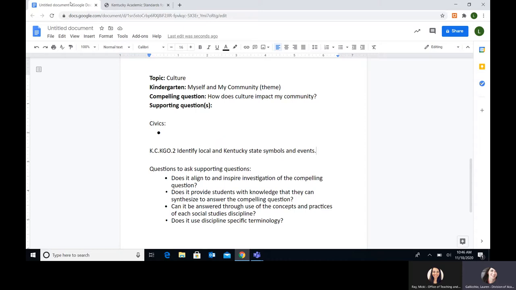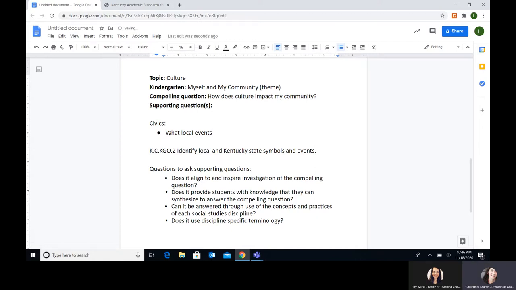I'll start and then we can edit. I'm toying between, and there are multiple ways to start this, how or what. I was going to say we may want to go with a what here, so that they get some specificity they can use later in support of the larger how question. Okay, that works for me. What local, would it be symbols and events?